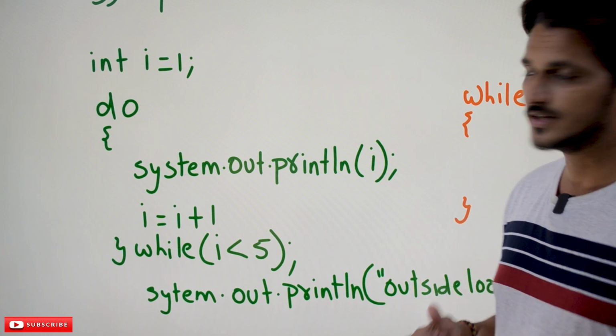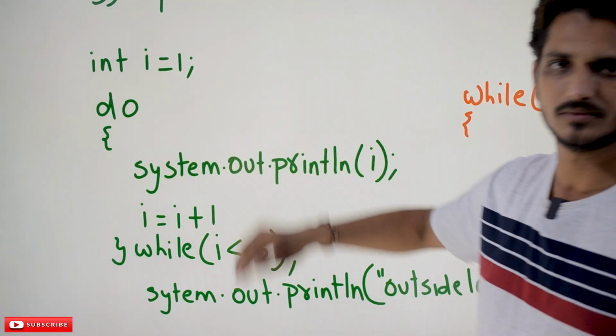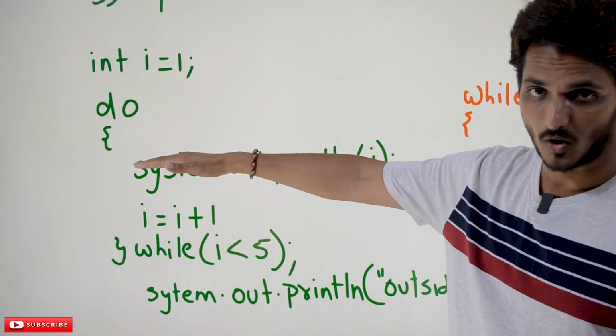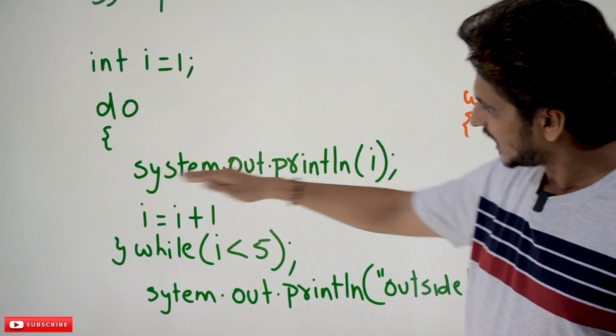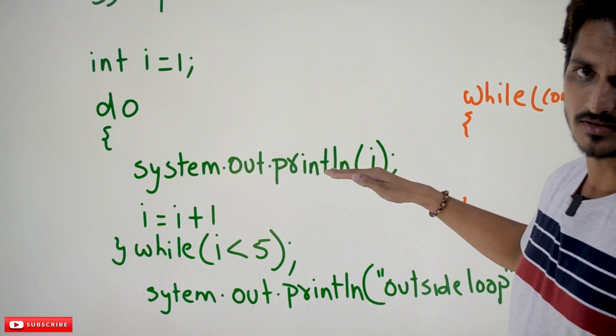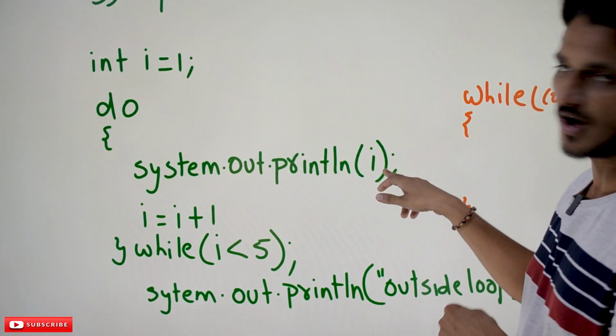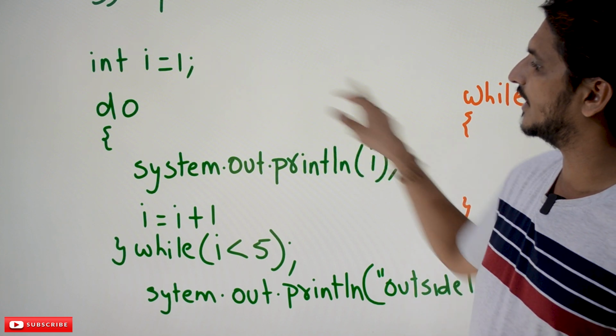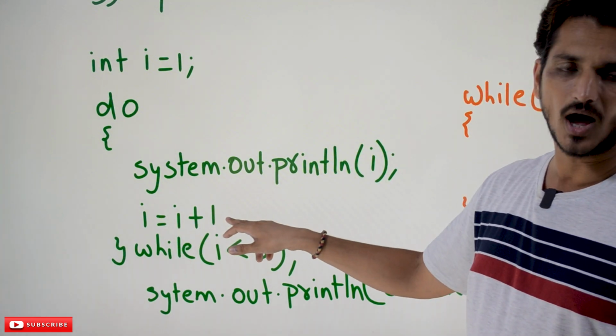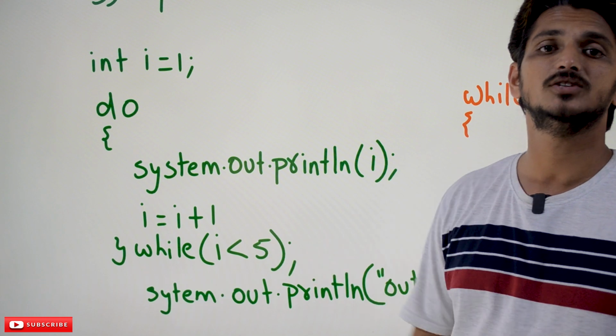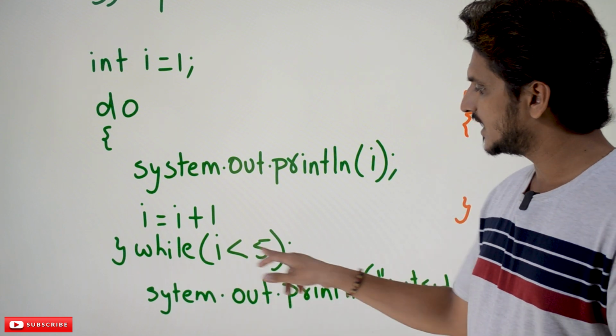So how is it going to execute? First it will go into the body of the do-while loop. First it starts executing the statements. System.out.println(i) means it is going to display 1. Then increment, i = i + 1. Then check the condition: while i < 5.